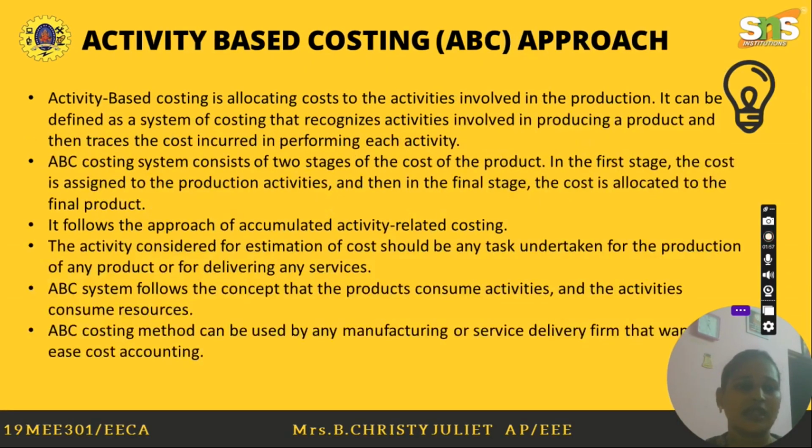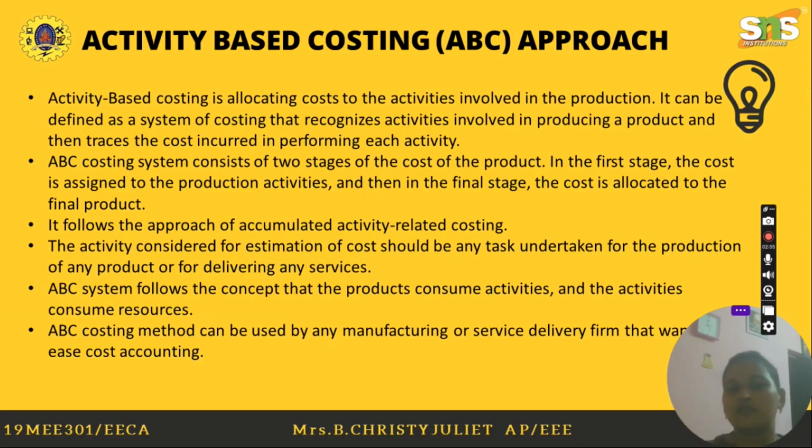So there comes the activity based costing approach. Activity based costing is a method in which we allocate cost to the activities involved in production. In general, we have different activities in producing a product, like production, quality checking, and packaging. So we can split it into different activities. First, sum up all the activities and calculate the cost incurred for those activities, then add them together, and you will get the total cost. In general, that is the activity based costing approach.